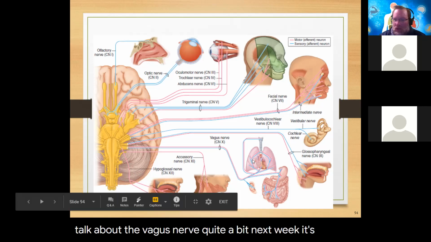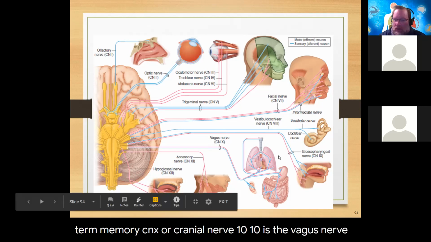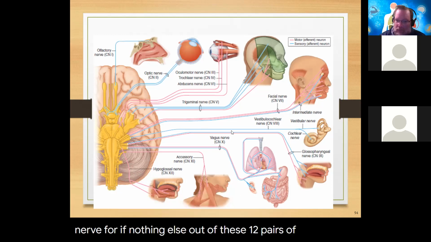It's probably the one of all of these nerves, of all 12 pairs, that you definitely need to etch into your long-term memory. CNX, or cranial nerve 10, is the vagus nerve. It wanders, it travels, it feeds the heart, it feeds the stomach, it feeds the lungs, it feeds all kinds of places. So know the vagus nerve. If nothing else out of these 12 pairs, if you can remember that one, you're doing good.